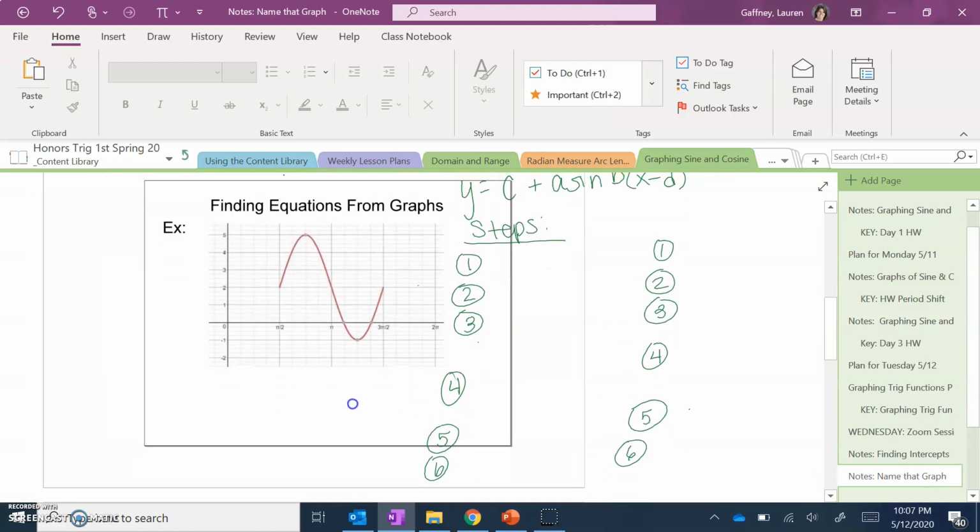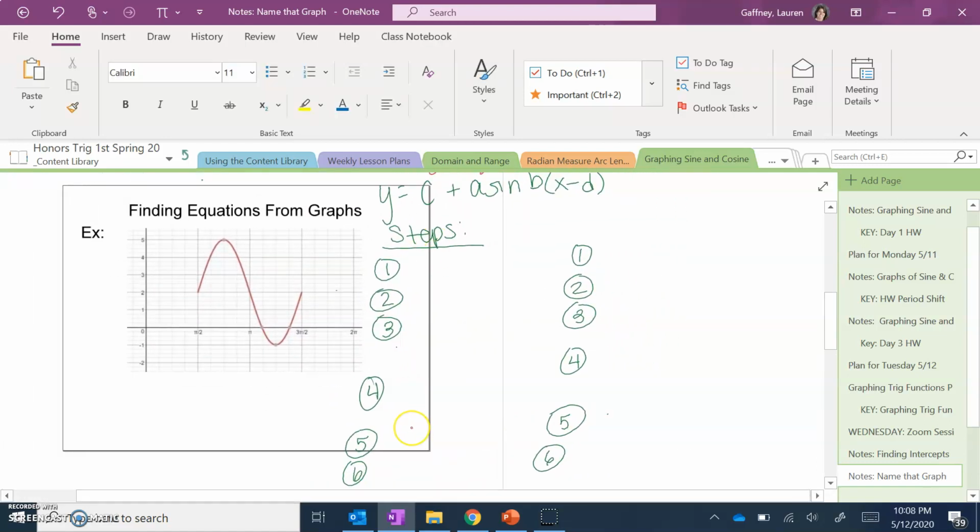I'm going to give you a couple of steps that you should follow, and then I'll go through those steps for this specific graph. First of all, you want to figure out, do you have a sine or a cosine graph? When you look at the shape of this, remember I said in the other video that if it has the shape of a snake, I would do a sine. If it has the shape of a cup, we have a cosine. So this would be a sine.